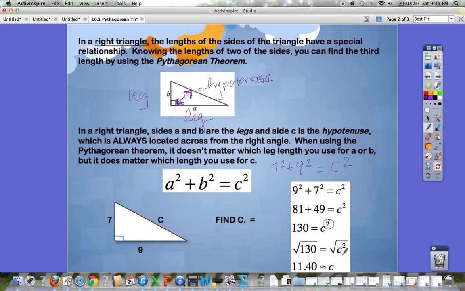So when you do that, you'll end up just with C over here and approximately, since 130 is not a perfect square, that's an approximation, and it's approximately 11.40. So when you put that in your calculator, it'll get you 11.40. And in the next section, we're going to learn how to simplify these radicals so that they're not in decimal form, they'll be in radical form. But for now, we'll just leave it as a decimal. Okay?